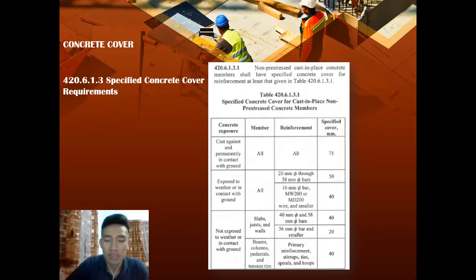So the member is under slabs, joists, and walls. For reinforcement of 40 mm diameter and 58 mm diameter bars, the specified cover will be 40 mm. For 36 mm diameter bar and smaller reinforcement, the specified cover would be 20 mm. So that's it for the concrete cover.